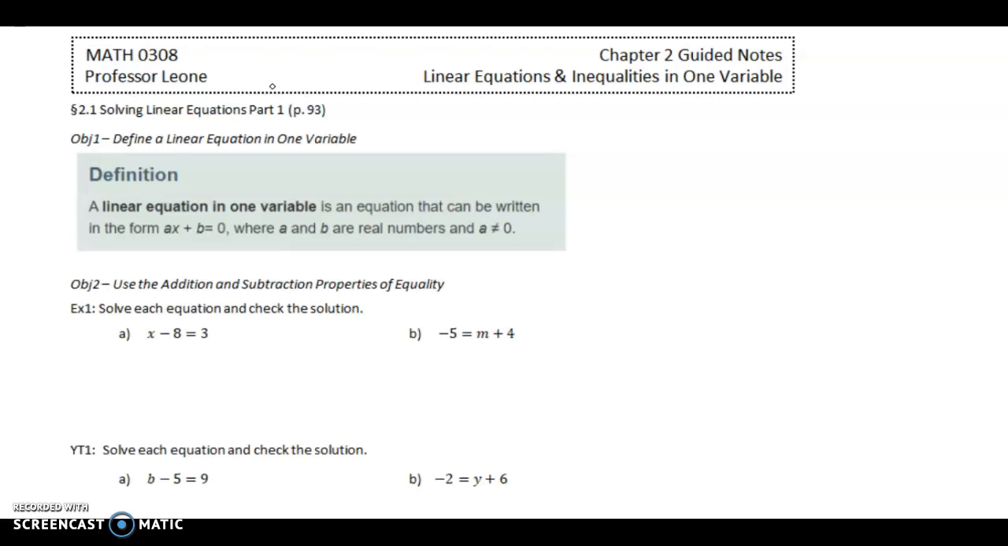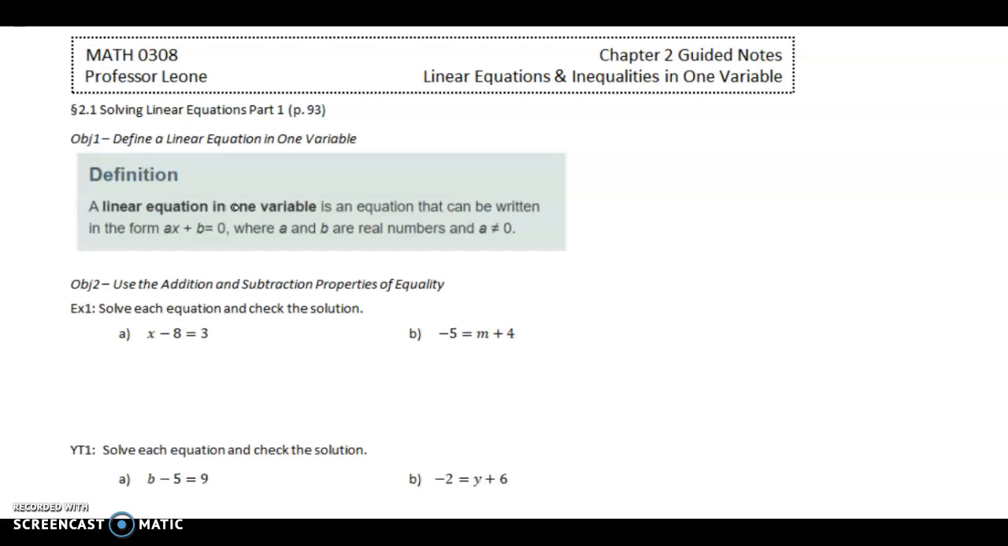This is Math 308, the beginning of Math 308, and we're going to talk about section 2.1 in this video, solving linear equations, kind of part one, kind of from the beginning. So the first thing we need to learn about is what a linear equation is.